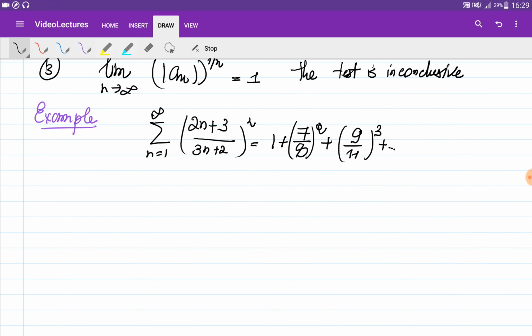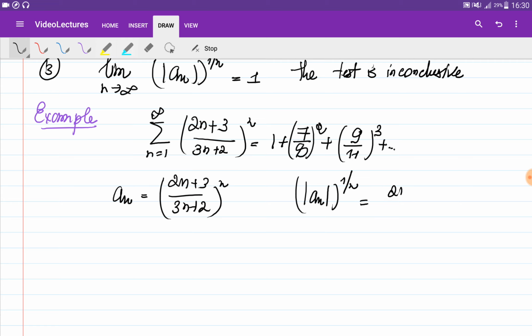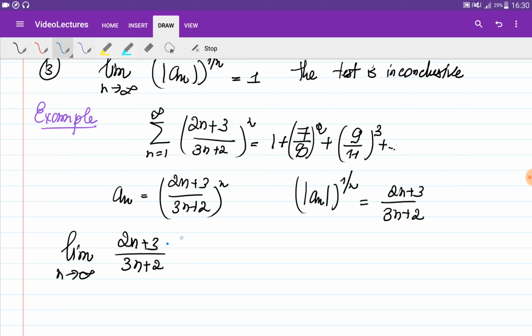In order to test the convergence of the series, we're going to use the root test. Let me first of all write down the nth term of the series. It is going to be (7n plus 3) divided by (3n plus 2), to the power of n. So the modulus of this nth term to the power of 1 divided by n is going to be simply (7n plus 3) divided by (3n plus 2). We need to find the limit of this as n goes to infinity.